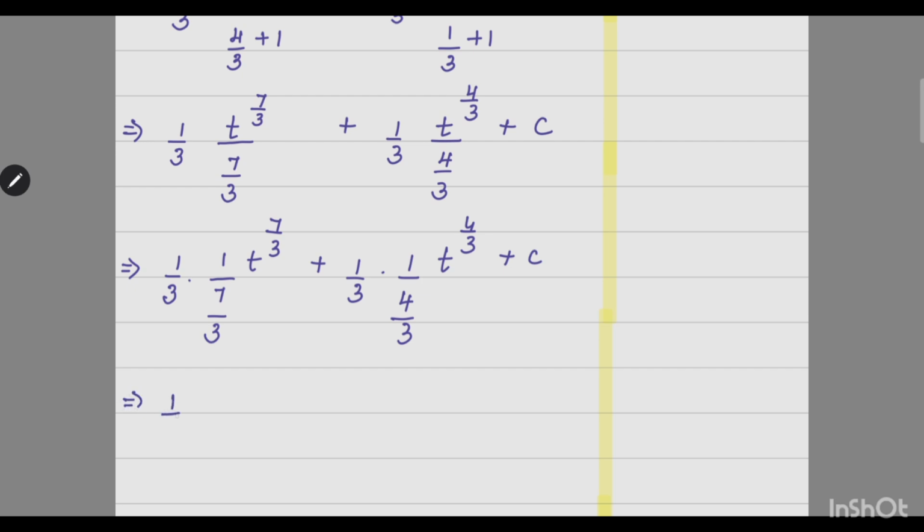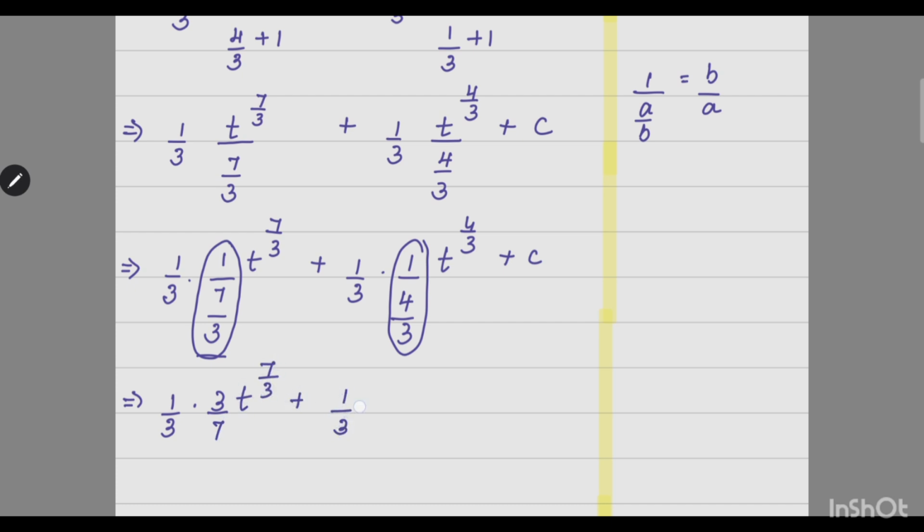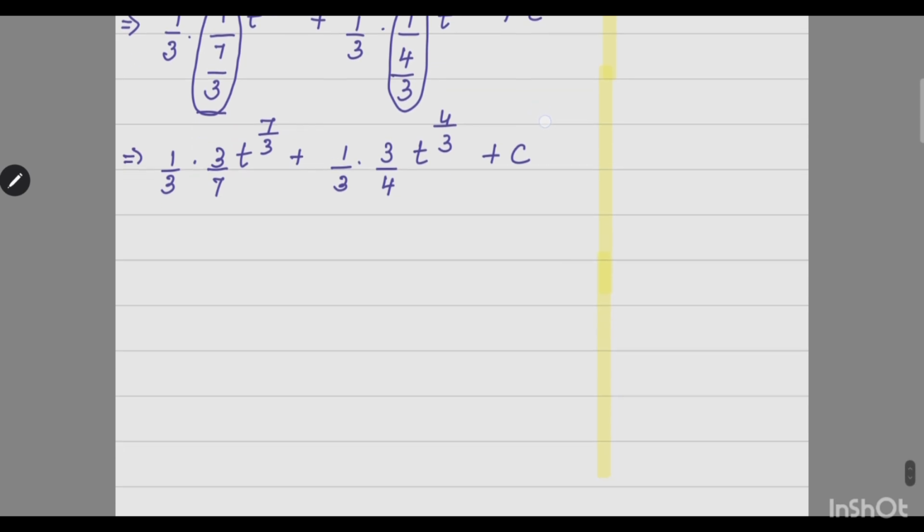Now this implies 1/3. So how do we simplify the complex fraction here? When we have 1 divided by a/b, we write it as b/a. So this is nothing but 3/7 t^(7/3) plus 1/3 into 3/4 t^(4/3) plus c. So 3 by 3 will become 1. So we will get 1/7 t^(7/3) plus 1/4 t^(4/3) plus c.